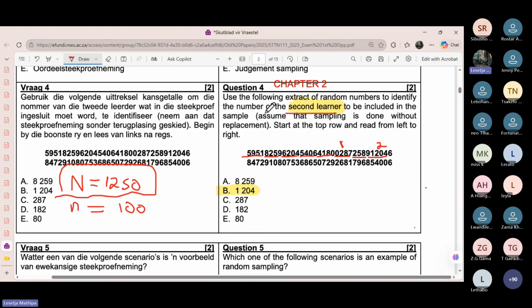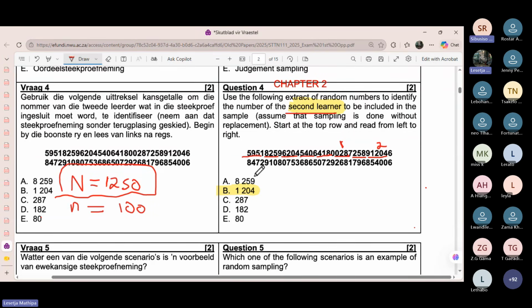Here the question says that we must use the extract of random numbers to identify the number of the second learner to be included in the sample. And they say you must assume that the sampling is done without replacement. If, for example, we saw 0287 for the first learner, and then you see 0287 again, you're not going to take it again. You just take it only once. Here we are going to use our population, which is 1,250, because we're dealing with simple random sampling. We always focus on the population to find our random numbers.